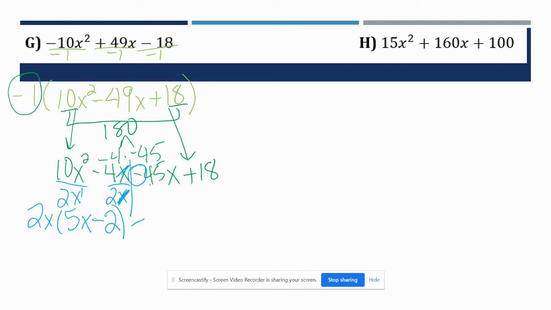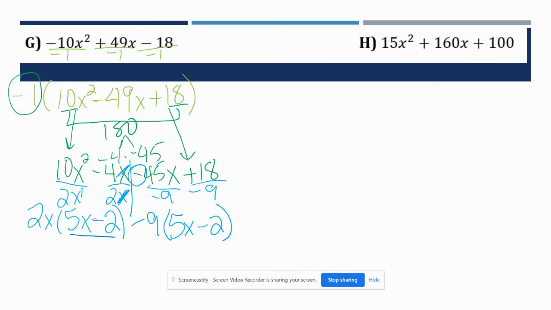Subtraction. Our common factor with 45x and 18 is 9. And remember, because of the subtraction, we're dividing by negative 9. Negative 45 divided by negative 9 is positive 5x. Positive 18 divided by negative 9 is negative 2.